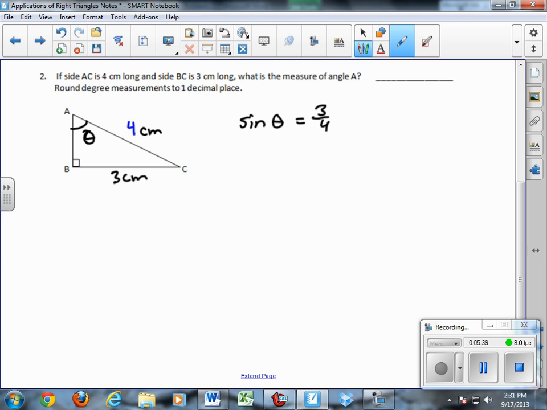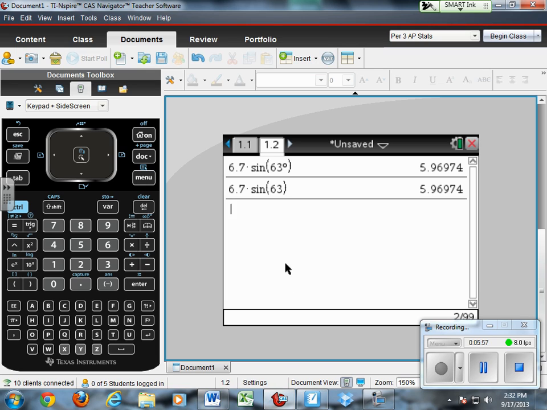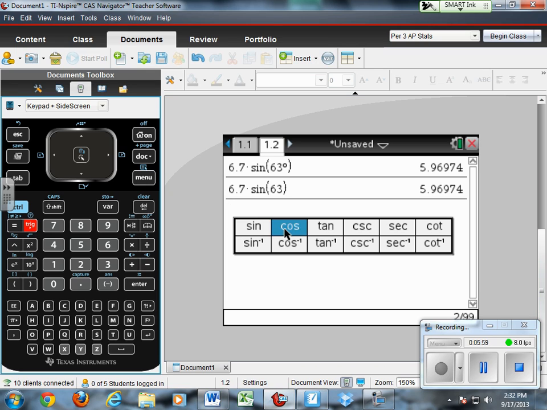Well, I need to do an inverse sine here to find this. So theta is equal to inverse sine of 3/4. Once again, I need to be either in degree mode or I need to change over. So let me show you what happens if I'm not in degree mode when I do this. First of all, in degree mode, here's what the answer should look like. Inverse sine of 3 divided by 4.